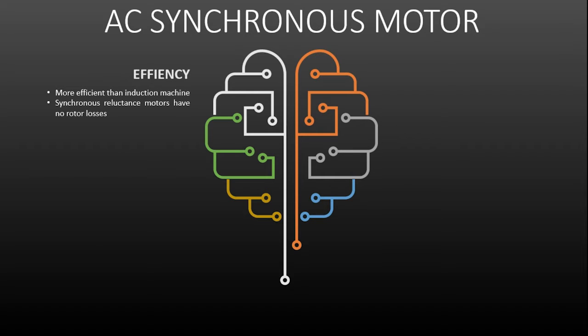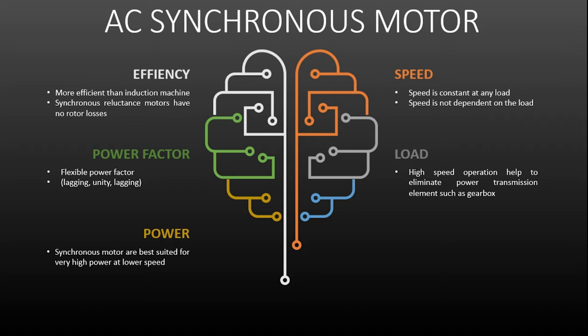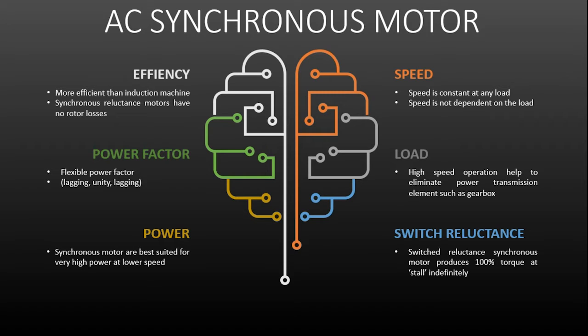First, efficiency: more efficient than an induction machine. Synchronous reluctance motors have no rotor losses. Then, power factor: flexible power factor, lagging to unity. Then, power: synchronous motors are best suited for very high power at lower speed. Then, speed: speed is constant at any load and is not dependent on the load. Load: high speed operation helps to eliminate power transmission elements such as a gearbox. Switched reluctance synchronous motors produce 100% torque at stall indefinitely.